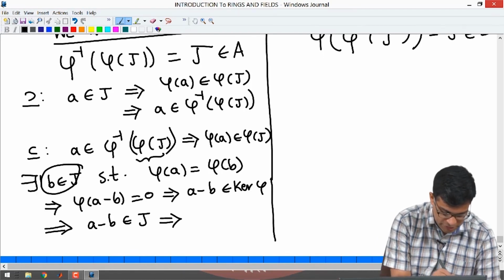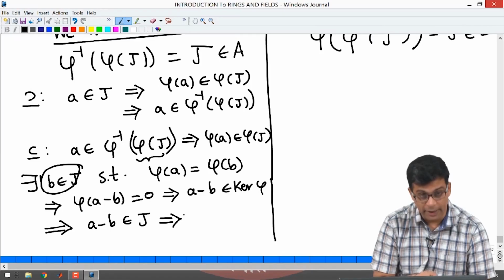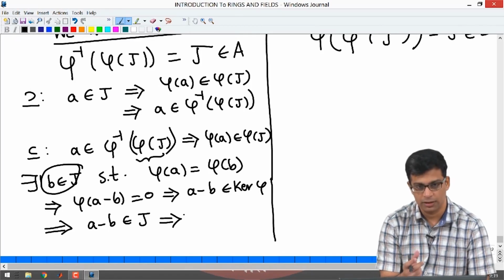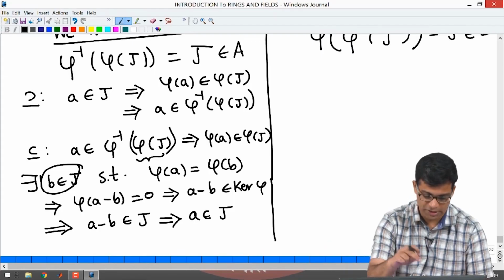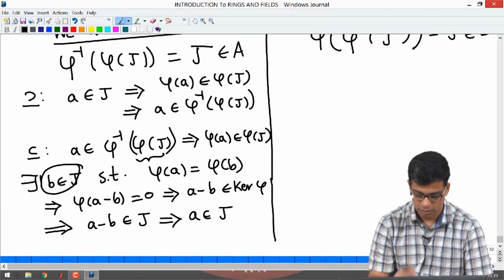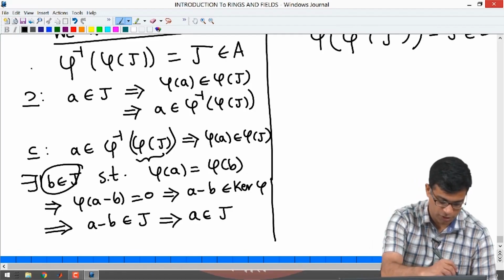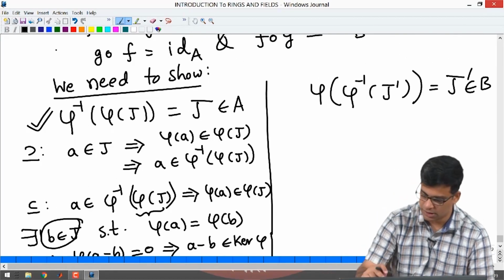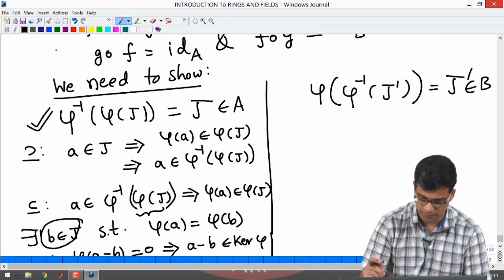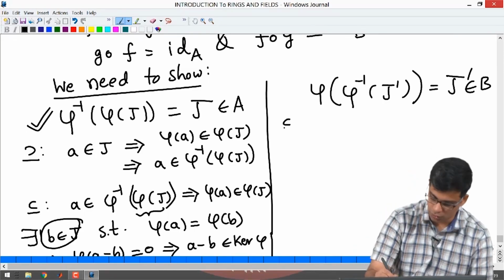right. So, B is in j and A minus B is in j means their sum is in j, that means A is in j, which is what we want to show. We started with something in phi inverse phi j and we have showed that it is in j. So, this is okay. Now, the second part is even more easy. Phi of phi inverse j prime is j prime. So, again let us prove these two inclusions.